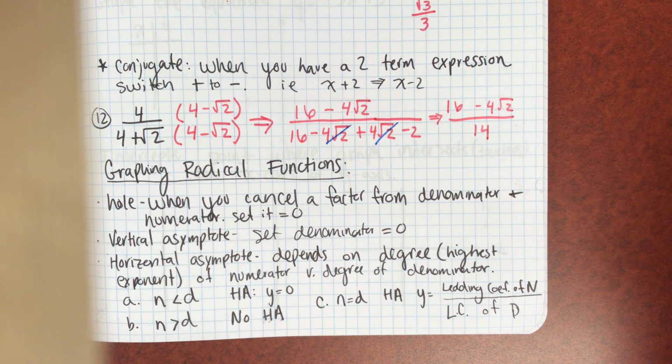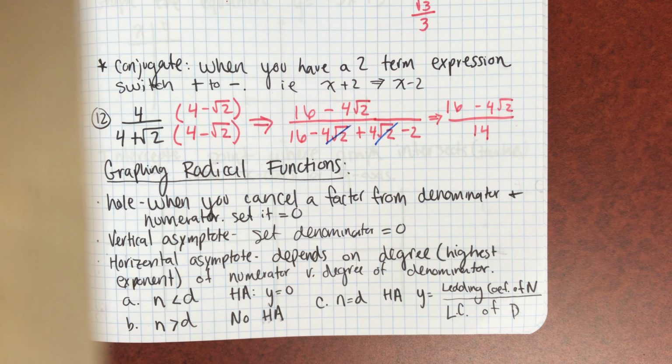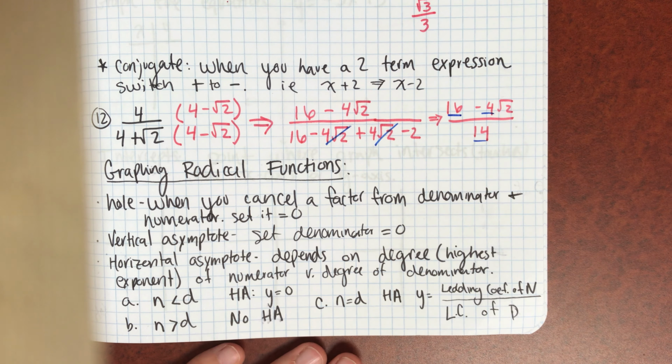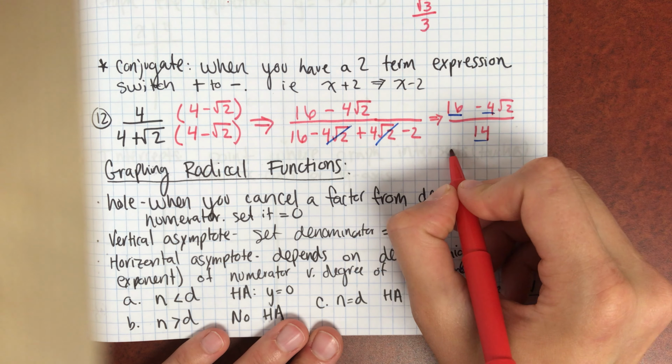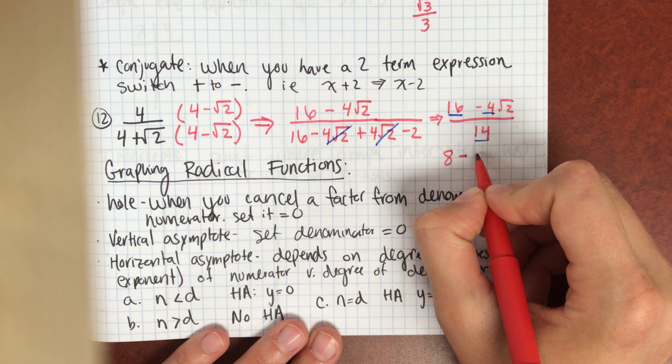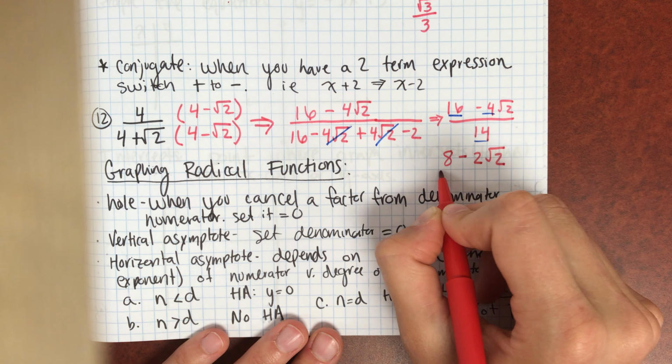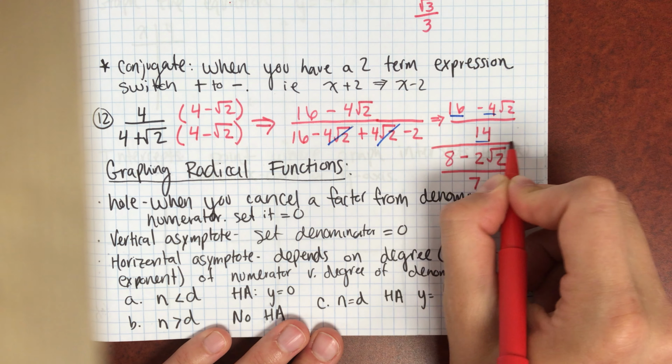All right, this one's kind of a long problem. But because all three of these numbers, 16, 4, and 14, are even, we can reduce this. We can simplify it a little bit more. I can divide by 2, so I get 8 minus 2 square root of 2, anything under a radical stays, divided by 7.